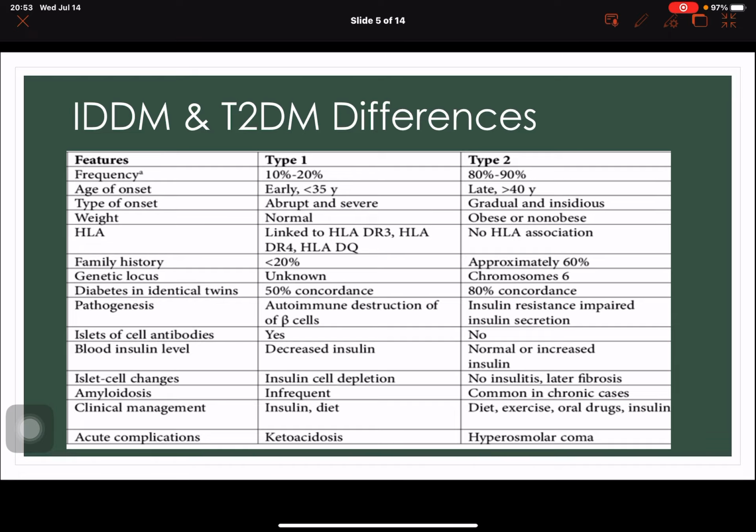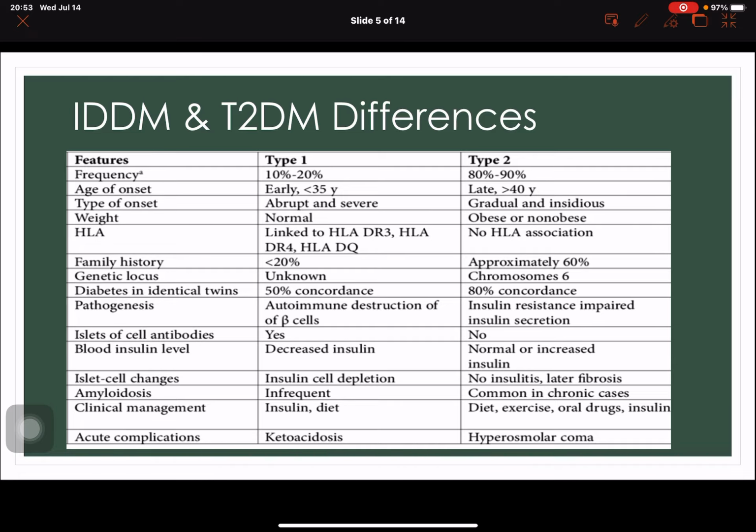Patients with type 1 diabetes are usually normal in weight, while type 2 patients are obese, but can also be non-obese. Family history is less than 20% in type 1 and approximately 60% in type 2. In identical twins, there is 50% concordance in type 1 and 80% concordance in type 2. The pathogenesis of type 1 is autoimmune destruction of beta cells, whereas type 2 has insulin resistance compared with insulin secretion. Islet cell antibodies are present in type 1 and not in type 2.